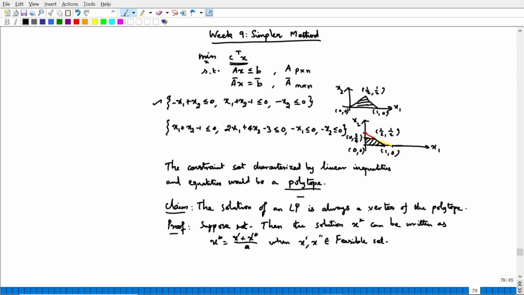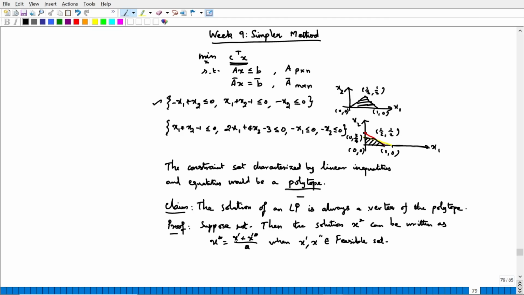So for example, if x star is the solution that is here, in the line instead of the vertex, I can write it as the midpoint of this and this, right. Similarly, if you are taking a point here, I can write it as the midpoint of two closer points. So I can always do that. But if it is a vertex, I cannot do that. How can I write it as the midpoint of two such points? If I can write it that way, then it is not a vertex, right. So fine, the solution can be written this way.